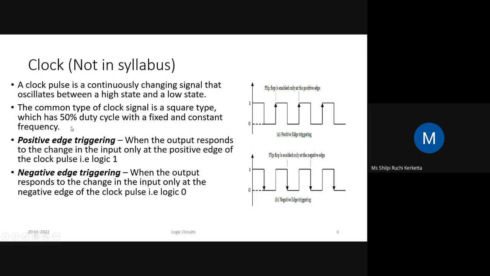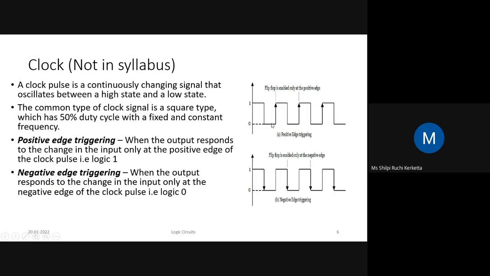So what is 50% duty cycle? It is saying that half part it is 1, and half part it is 0. Okay. So two types of triggering are there. One is positive edge triggering and one is negative edge triggering. Positive edge triggering is when the output responds to the change in the input only at the positive edge of the clock, that means when we are getting a logic 1. This is the rising edge and this is the falling edge. Whenever there is a rising edge, that becomes the positive edge triggering.